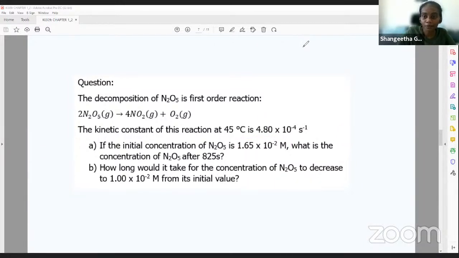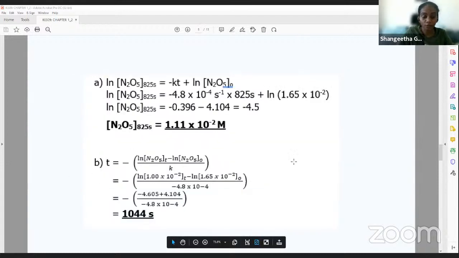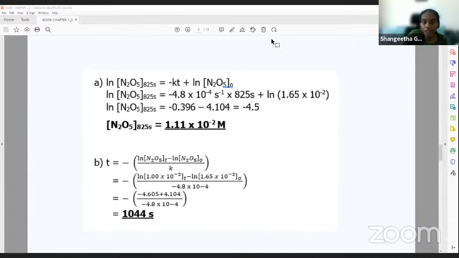All right, so let's now plug in the values and try to solve for t. You can see here they have plugged in the values for ln, which is given in the question, and this is also given in the question, and you know the value of k. When you solve, you will get 1044 seconds. This is another quite simple question, but you can only answer it if you remember the expression.